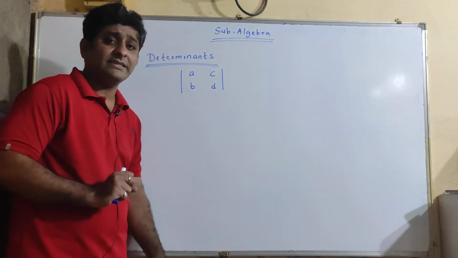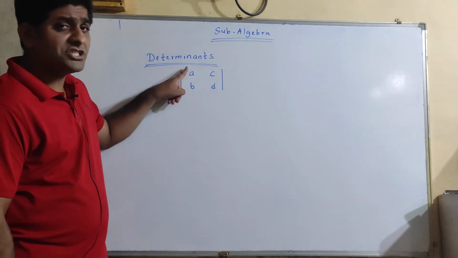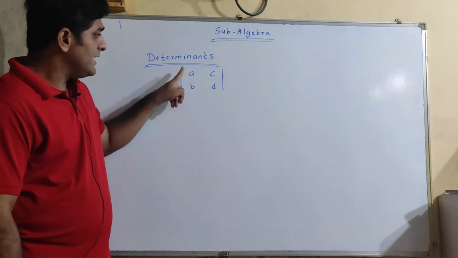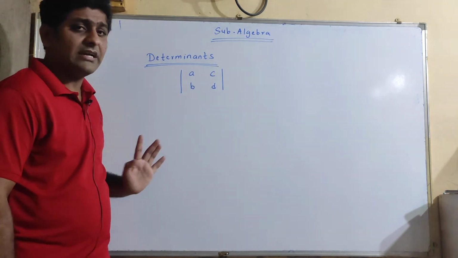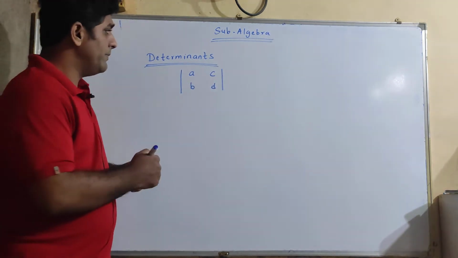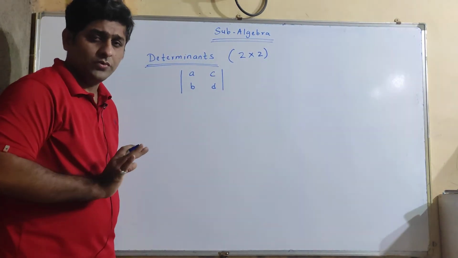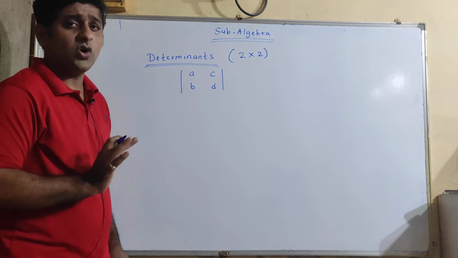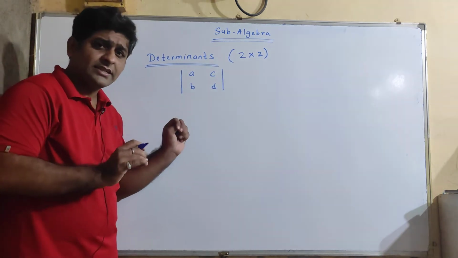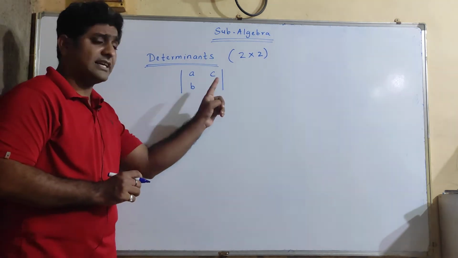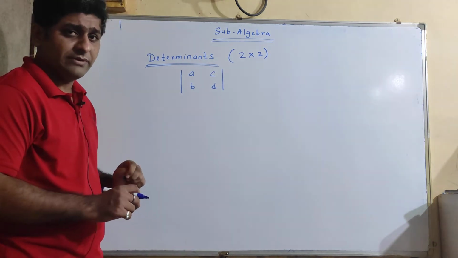Let's start. First, we start with determinants. Now, what exactly is a determinant? A determinant is nothing but an arrangement of numbers in rows and columns between two vertical lines. So basically, an arrangement of numbers in the format of 2 by 2 between the vertical lines is called a determinant. Now, after understanding what a determinant is, let us understand how to calculate a value for any given determinant.